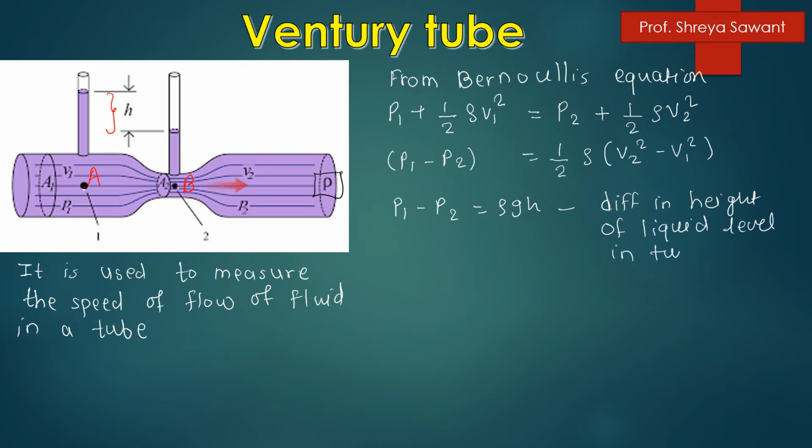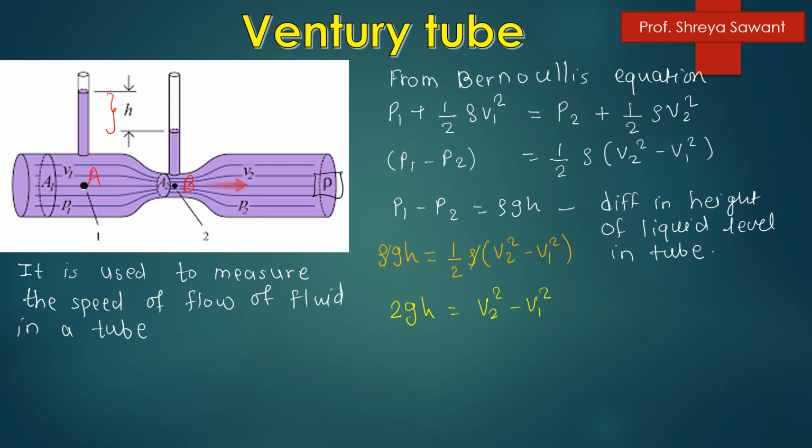Okay, so we can equate those two equations, so we get rho gh is equal to 1 by 2 rho into V2 square minus V1 square. So this rho and rho get cancelled, 2 comes to the left, so it becomes 2gh is equal to V2 square minus V1 square.